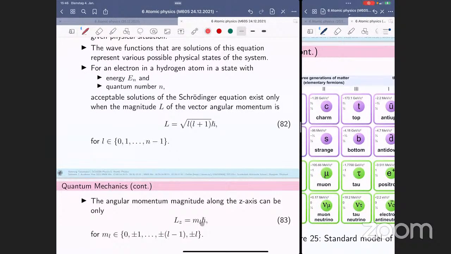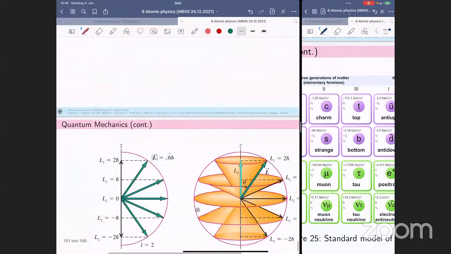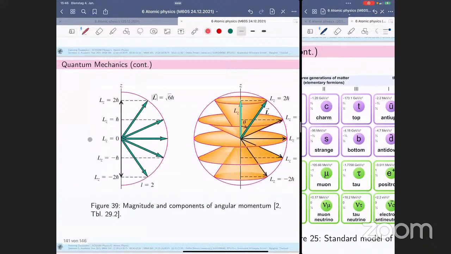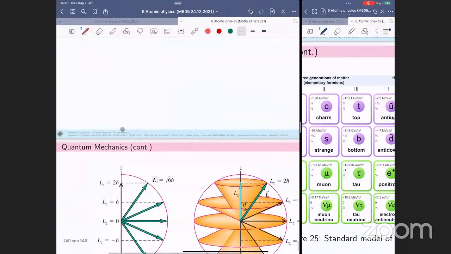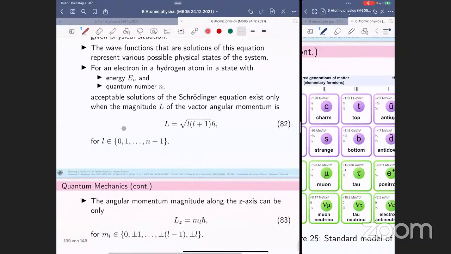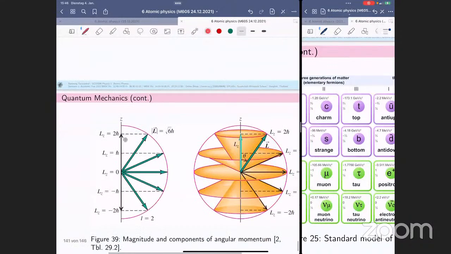The third quantum number, right? ml times h slash, and ml could be 0, plus or minus 1, up to plus or minus l. If you take a look at the result from the Schrödinger wave equation, you could see here is the Lz.